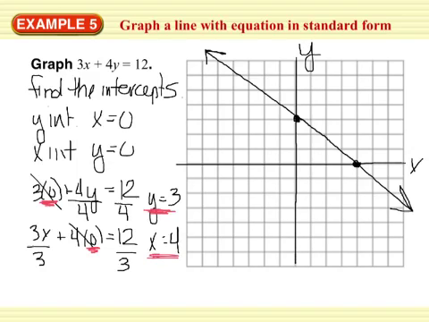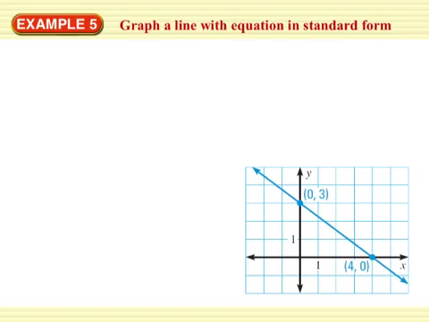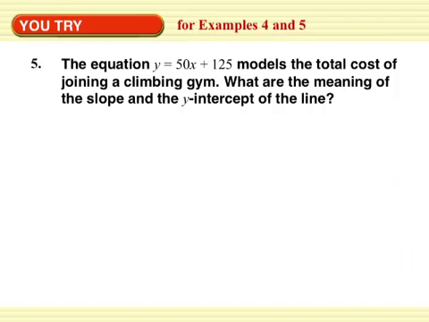Okay? The line intersects the axes at (0, 3) and (4, 0). Okay. There's your answer. Awesome. Good job. Okay, you try for examples 4 and 5. Remember, there's 6 examples, so I still have one more thing to do after you do these 2 tries.